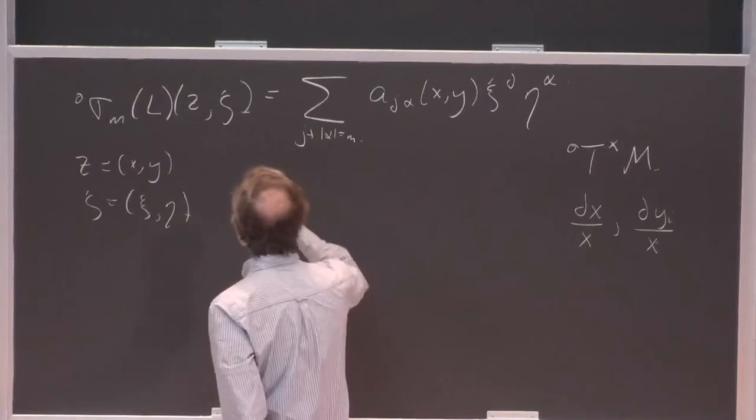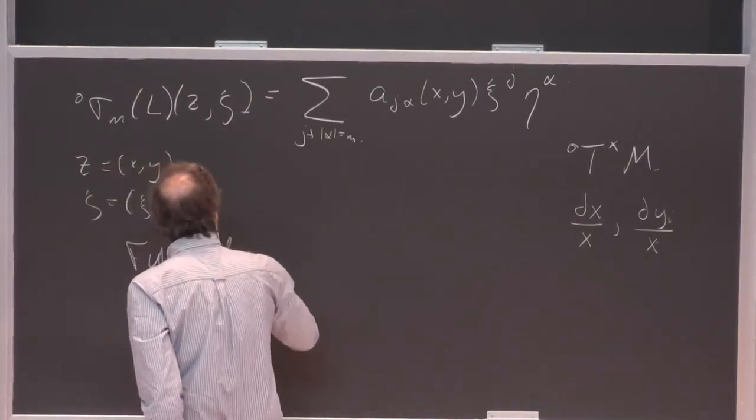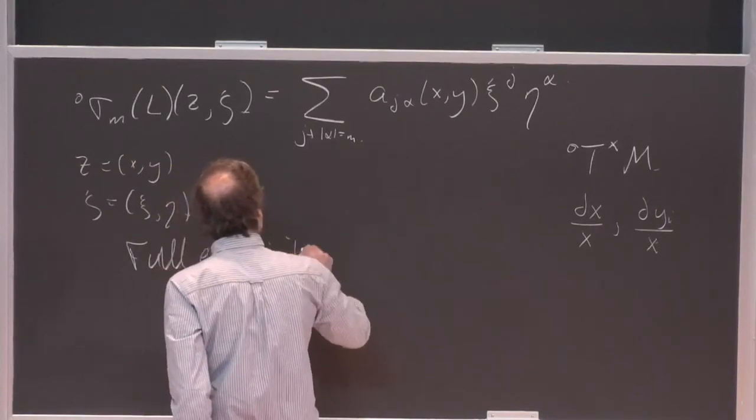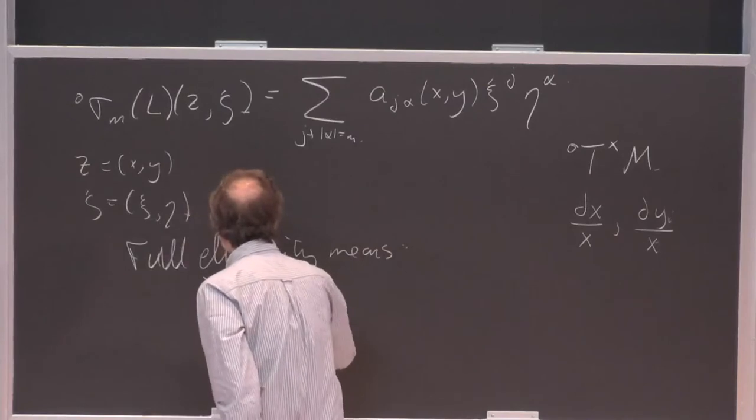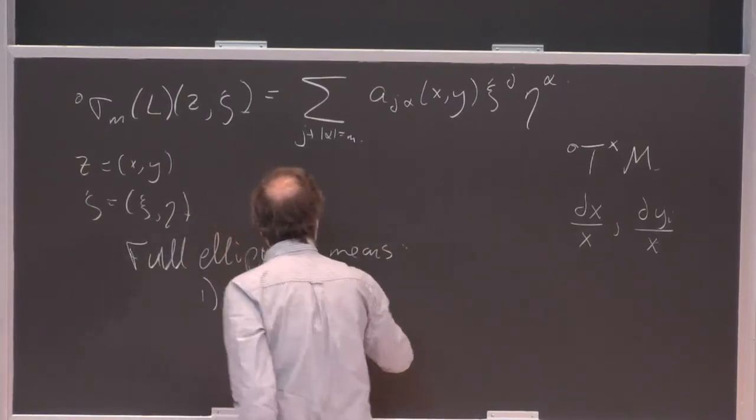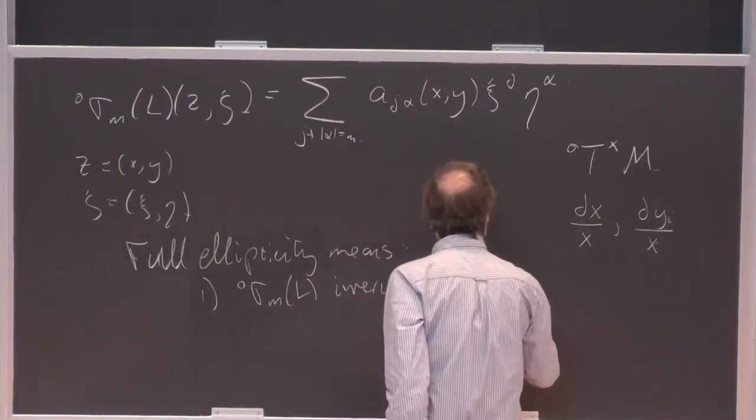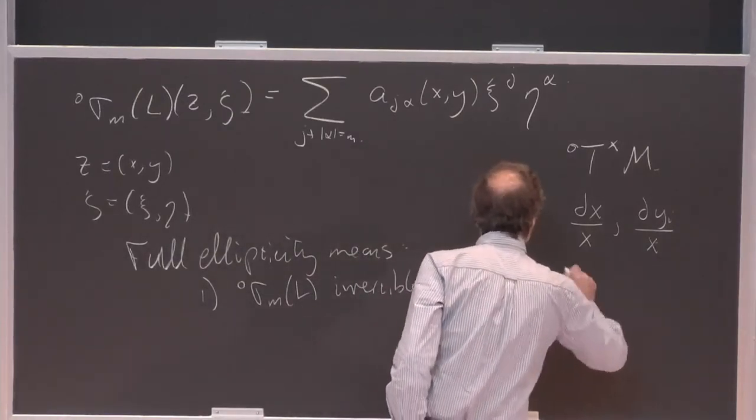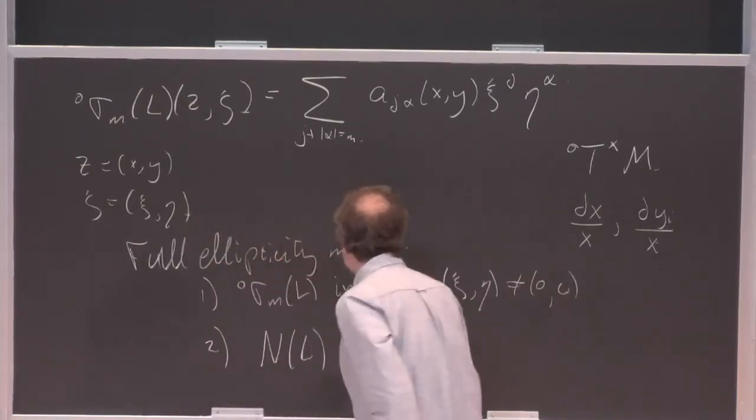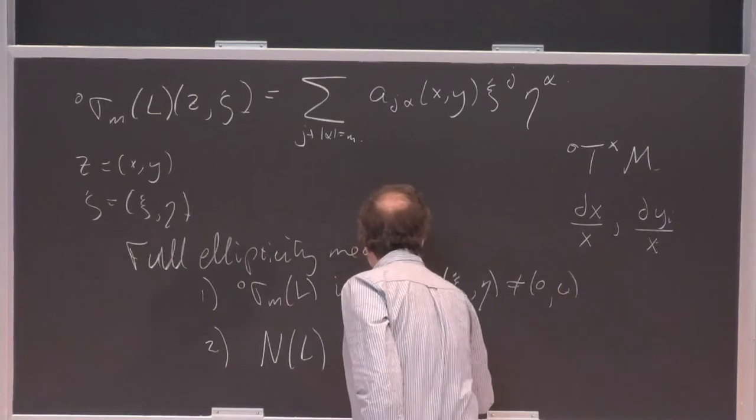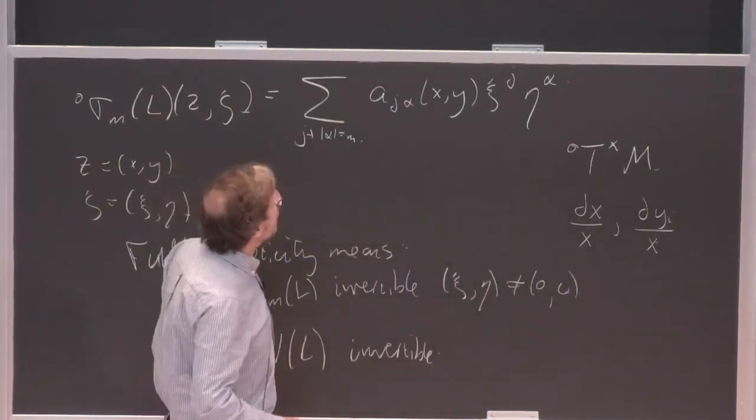Okay, and so full ellipticity means two things. One is that the zero symbol sigma m of L is invertible when xi eta is non-zero. And the second thing is a second operator, which I'm going to call n of L, which I'm about to define, is also invertible. So this n of L is the boundary symbol, if you like.